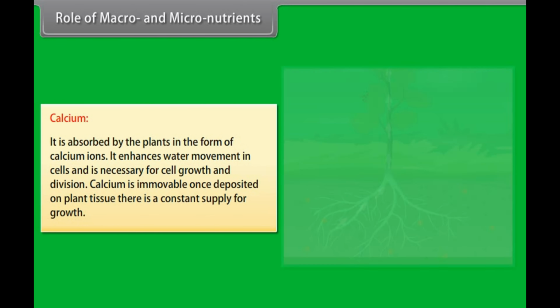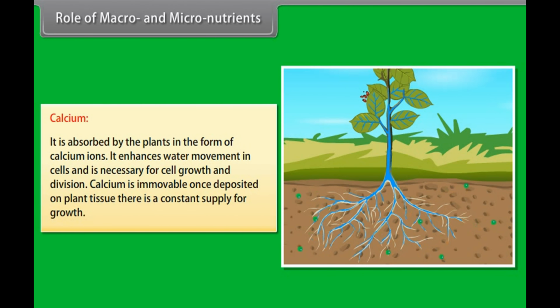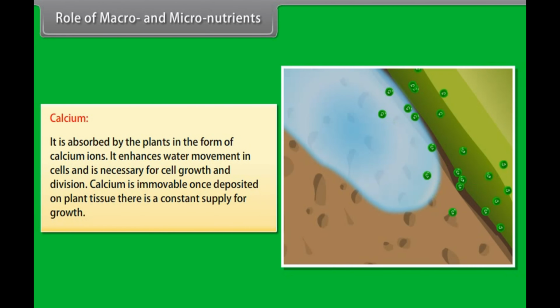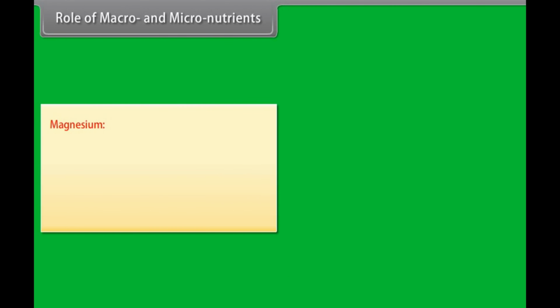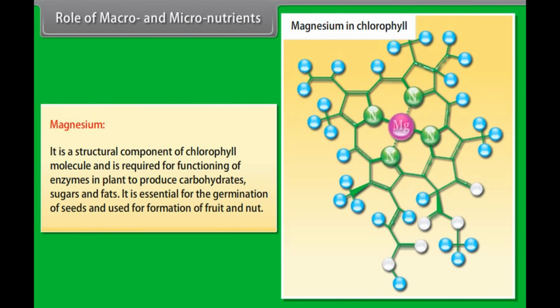Calcium. It is absorbed by the plants in the form of calcium ions. It enhances water movement in cells and is necessary for cell growth and division. Calcium is immobile. Once deposited in plant tissue, there is a constant supply for growth. Magnesium. It is a structural component of the chlorophyll molecule and is required for functioning of enzymes in plants to produce carbohydrates, sugars and fats. It is essential for the germination of seeds and used for formation of fruits and nuts.